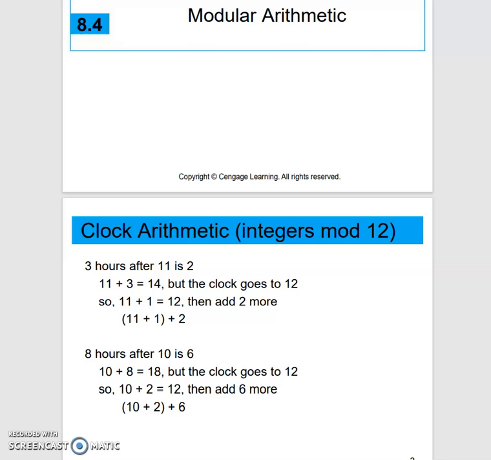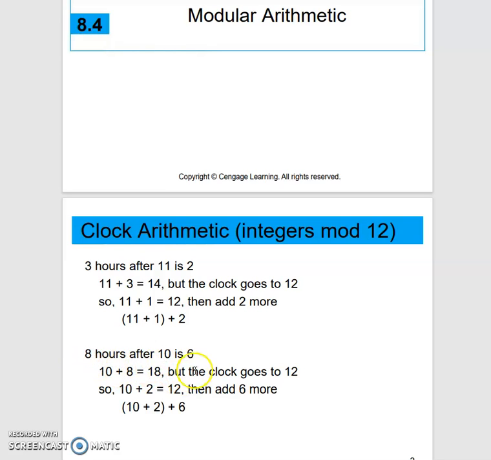Section 8.4, Modular Arithmetic. You may have heard of clock arithmetic. So for example, if it's 11 o'clock and we want to know 3 hours later, that would be 2 o'clock, because of course, once we hit 12, we basically go back around to 1 o'clock. This is also called the integers mod 12. It's slightly modified for clock arithmetic because we don't have a 0 o'clock, but otherwise it's the same idea.